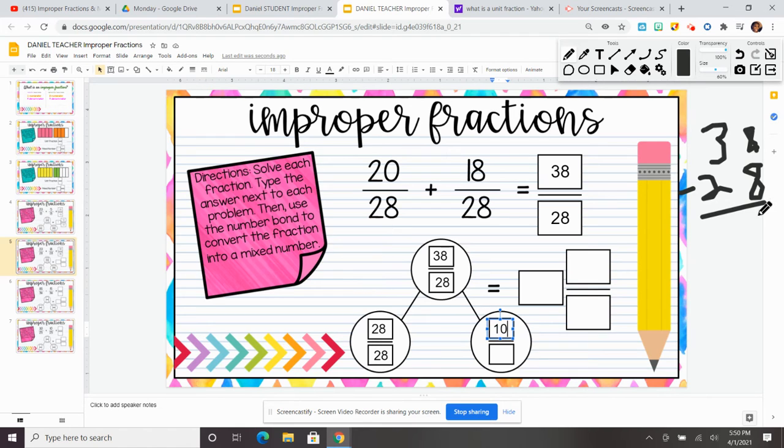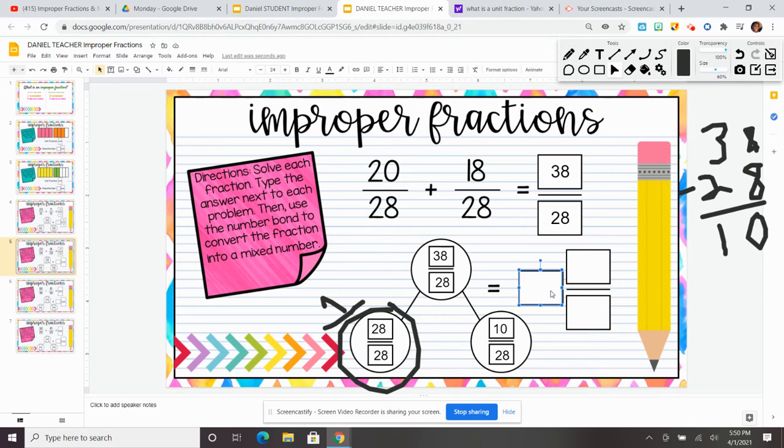8 minus 8 is 0. 3 minus 2 is 1. So you have 10, okay? All right, and so my denominator, does it change or stay the same? My denominator will stay the same. All right, so this 28 make one whole. All right, so that's going to be one whole, and then the 10/28 is my proper fraction, and that's what I'm going to write.